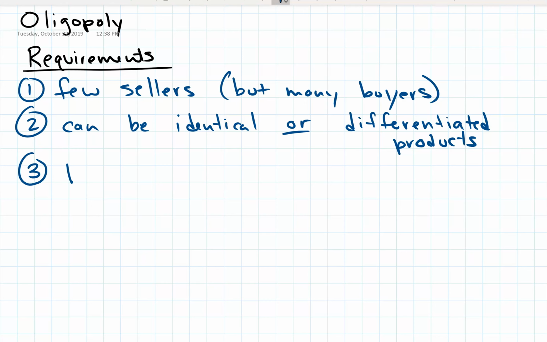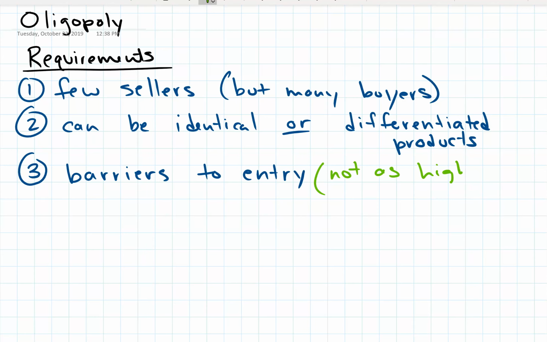And finally, there are barriers to entry. In order to get the few sellers, we need barriers to entry, right? So we have barriers to entry, but these are not as high as monopoly. In the monopoly case, the barriers to entry are so high that only one firm can enter. In this case, they're high, but not quite as high. That's the idea. So let's take a look at the barriers to entry.